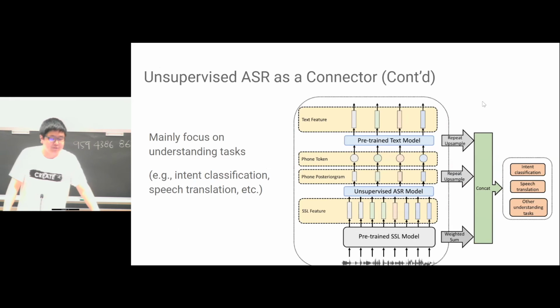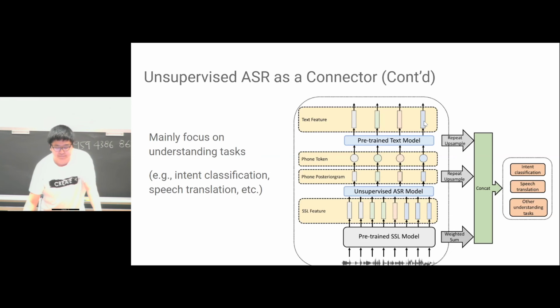Cool. For how we use unsupervised ASR as a connector: after getting the unsupervised ASR output, we concatenate the features from the unsupervised ASR, the self-supervised features from speech, and the self-supervised features from text, so that we get an additional feature space for the language understanding text model. We are testing it mainly on understanding tasks, including intent classification and speech translation.